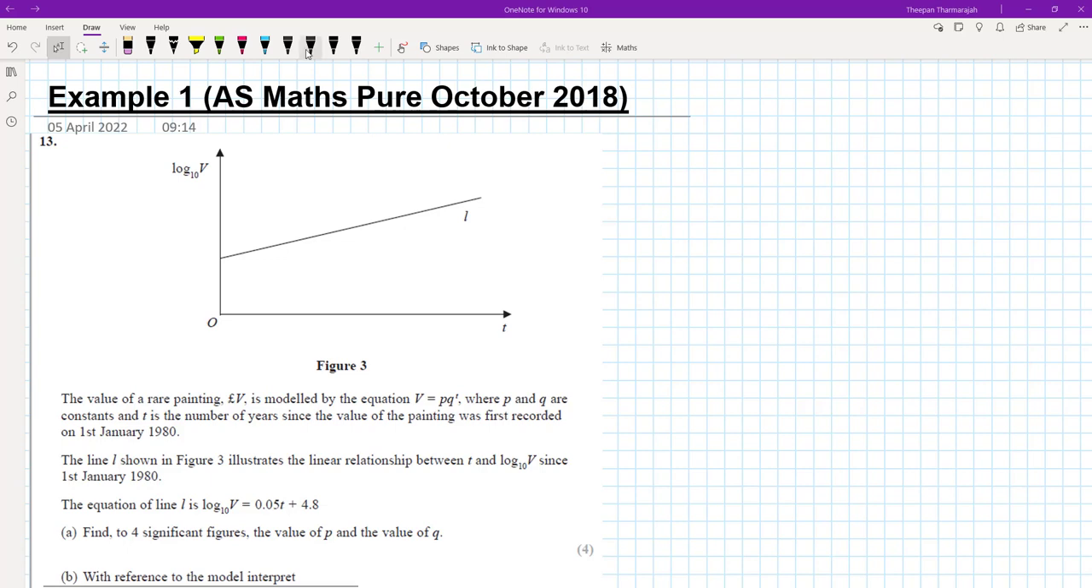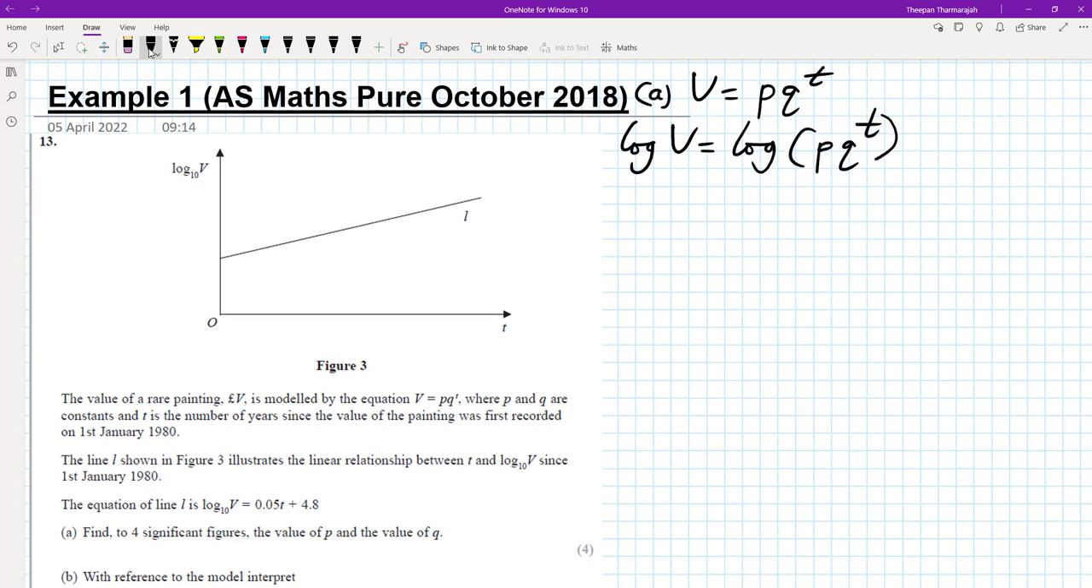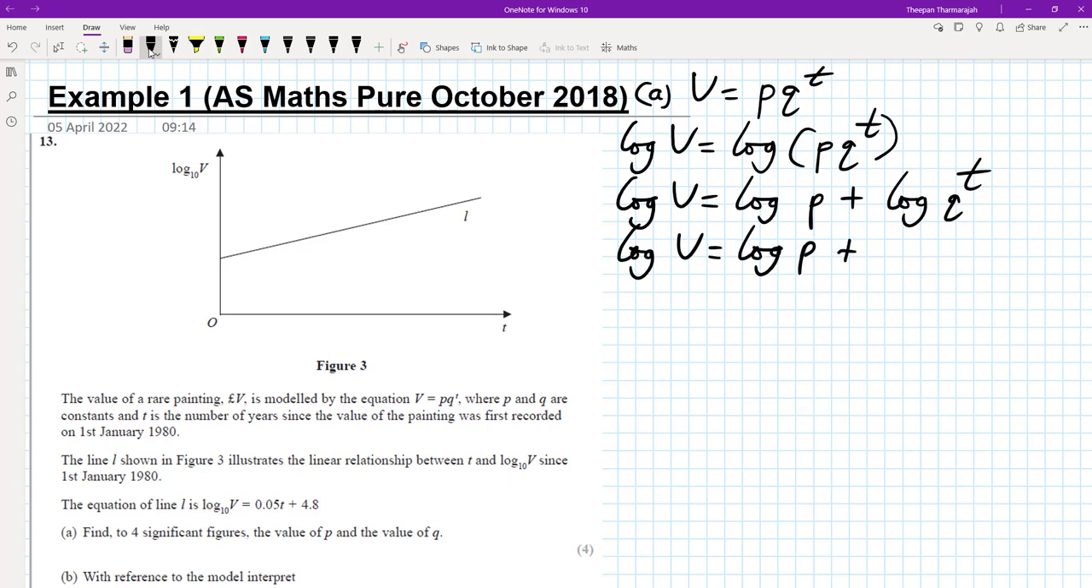So in this question, what we're going to do is write down what we have. So we've got v equals p q raised to the power of t. Apply logs to both sides, so we get log v is log of p q raised to the power of t. So we can apply the laws of logs. Log v is log p plus log q to the power of t. So log v is log p plus t times log q.